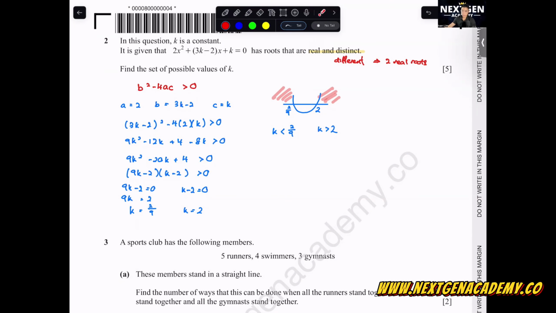Real and distinct, more than 0. Real roots only, if they say has real roots or the roots that are real, then you are going to use more than or equals to 0. Because the definition of real means either it is distinct or equal. Okay, number 2, if you're good, please type 2.